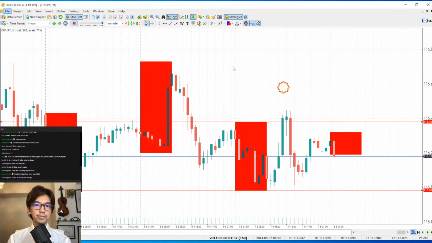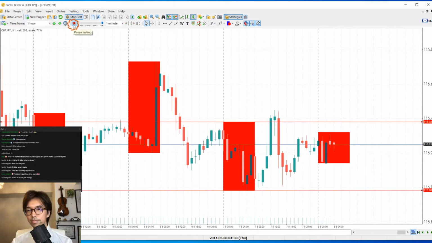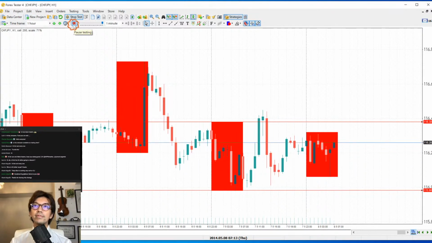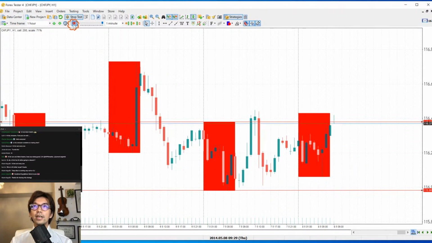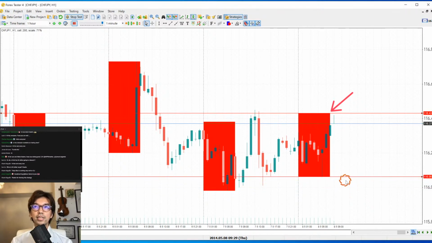Okay, so let's go. Now this is the end of the Asian session, I mean the Tokyo session. So the Tokyo session ended. The highest price on that Tokyo box was here, and the lowest price on the Tokyo box was here. So if the price breaks in either direction, we can look for a buy or sell chance accordingly.